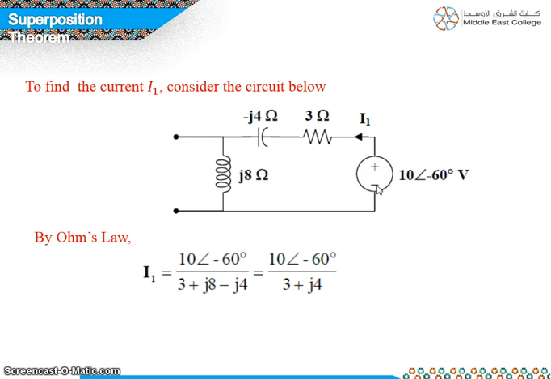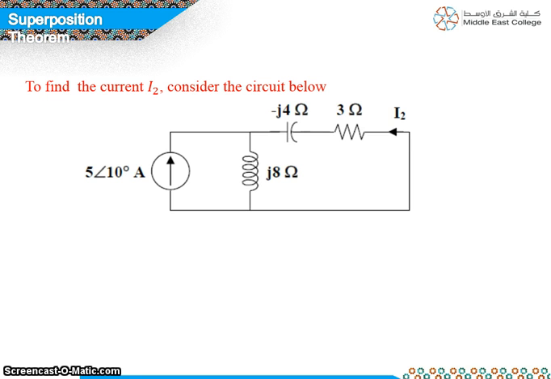Next, the other source should be active, that is our current source is active, and we should cancel the voltage source. The voltage source can be cancelled by short circuiting. See, we short circuited it and the current source is active now. The current is here. We name this current as I2.